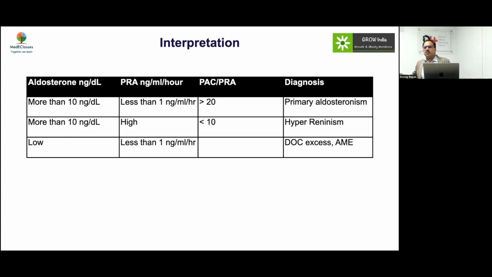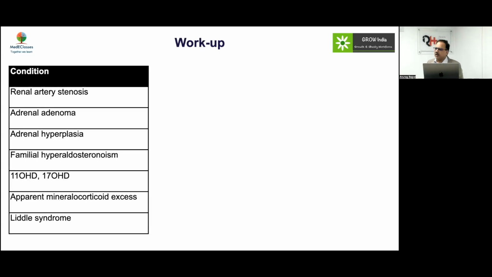If both of them are low, this means that there is some other form of mineralocorticoid which is acting, which could be a DOC, or there is an apparent mineralocorticoid excess, or Liddle syndrome. These are the possibilities from that regard.